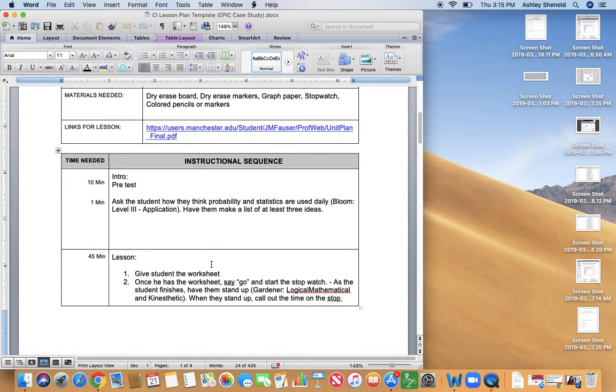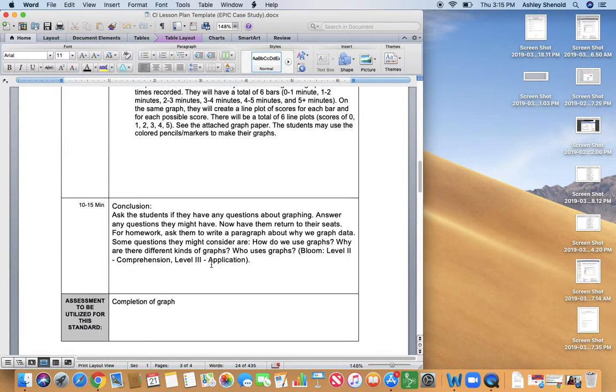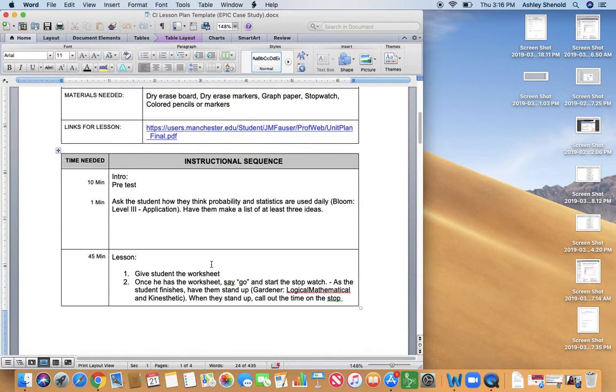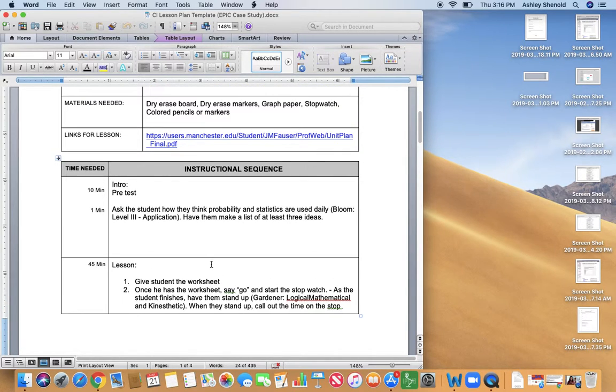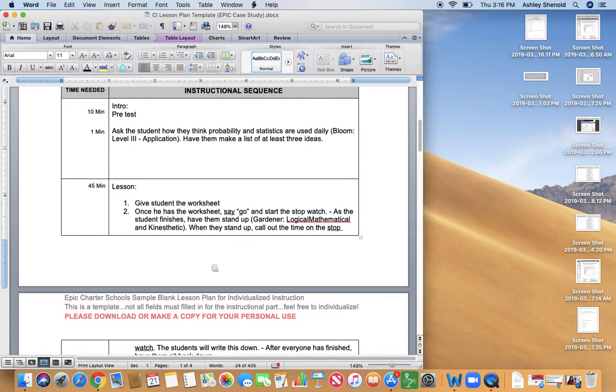So the intro will probably take about 10 minutes. There's a pretest which is located at the bottom of this, you can see. And I would give that to the student. After the student was done, I would then ask them about the probability and statistics that are used daily. So I want them to give me 3 ideas of how probability is used in everyday life. It could be anything.